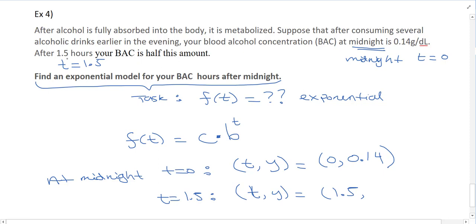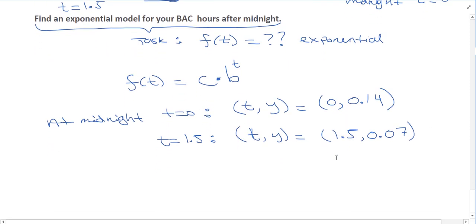half this amount. So after 1.5 hours, your blood alcohol concentration is half this amount. This amount, what amount are we referring to? The 0.14, right? So then it will be half of 0.14, which is 0.07. Don't drop any decimals there. Sometimes a common mistake that I'll see is people say 0.7, right? Yes, 7 is half of 14, but you're taking half of 0.14. So keep that decimal in there.